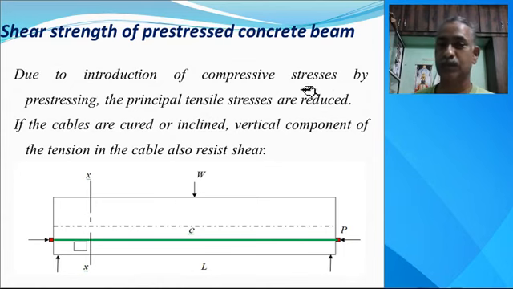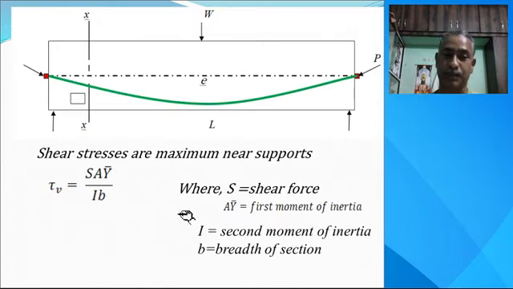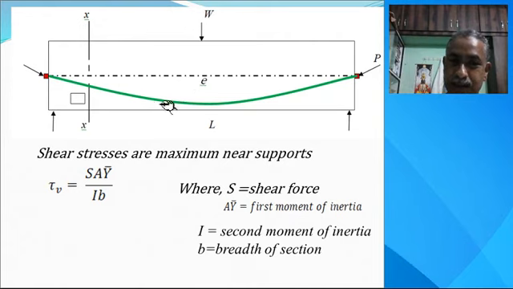Due to the introduction of compressive stresses by prestressing, the principal tensile stresses are reduced. If the cables are curved or inclined, the vertical component of the tension in the cable also reduces the shear, and that's why we can improve the shear capacity. Now we know that in this beam, this is the cable profile, that is, parabolic.